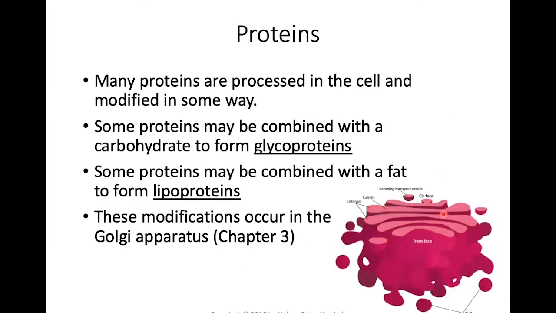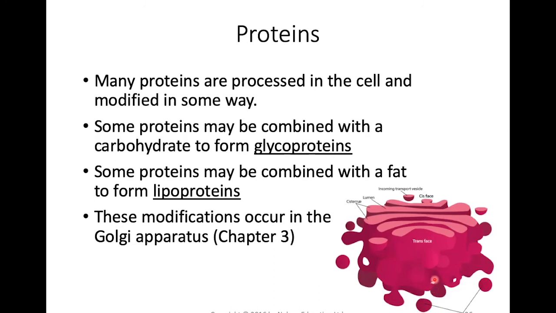Now, proteins are processed in the cell and modified in some way. Some proteins can be combined with carbohydrates to form glycoproteins, and others can be combined with fats to form lipoproteins. So just different modifications. The modifications occur within the Golgi apparatus, and that's a structure that's responsible for modifying and packaging our proteins before they go to do whatever it is that they're destined to do.